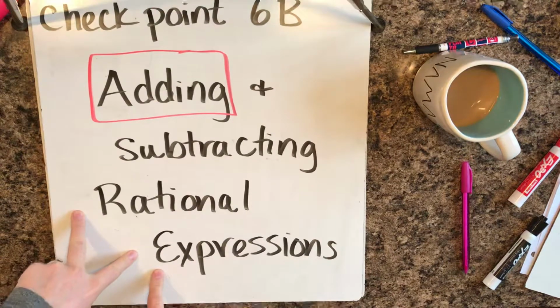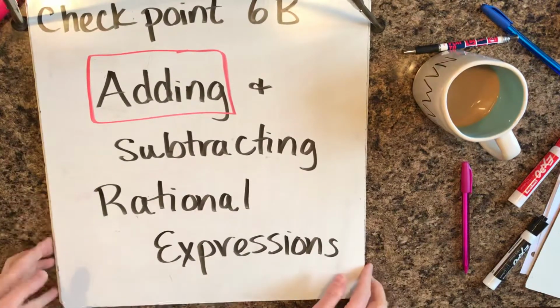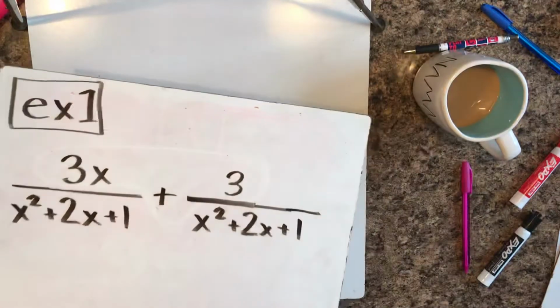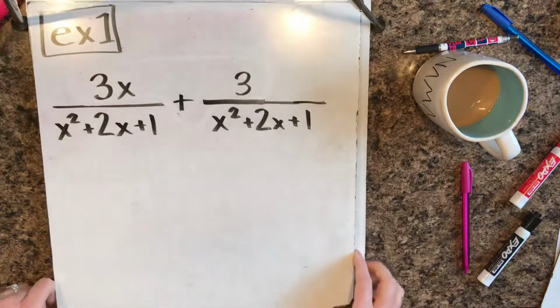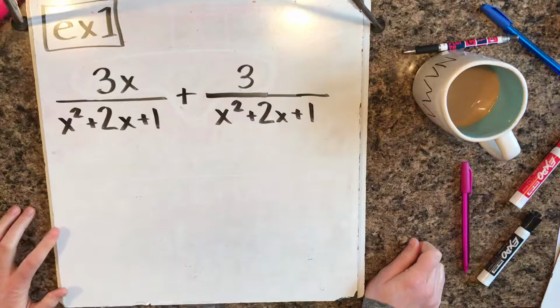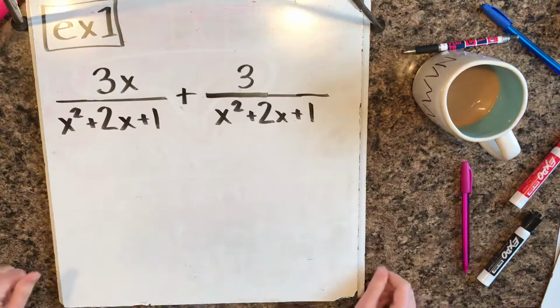Reminder that a rational expression is just a complicated way to say fraction, so we're really just adding and subtracting fractions today. I have three examples for you. This first one looks like this. If you've been doing your homework, you will have seen this one already. You will have done this one already. But we just want to make sure we review and know what we're doing here.